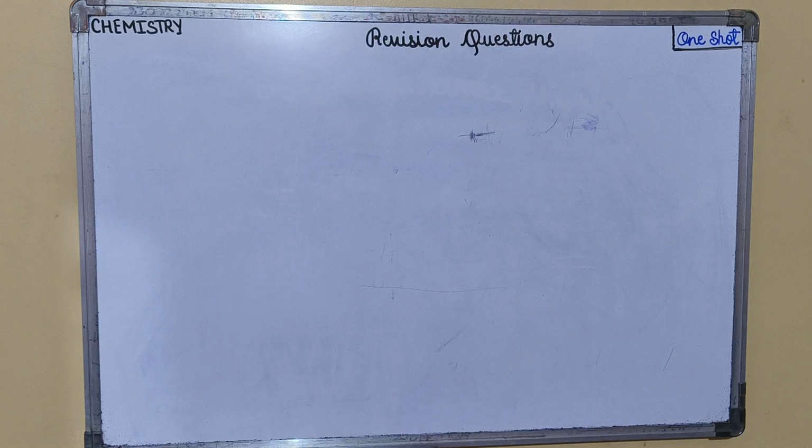Today we are going to do some revision questions of chemistry based on the previous chapters, which are ABC of chemistry and periodic classification. So we are going to learn the chapters. Let us start from question number 1.